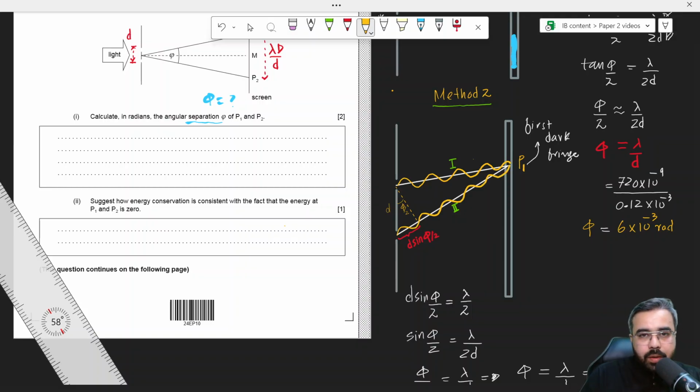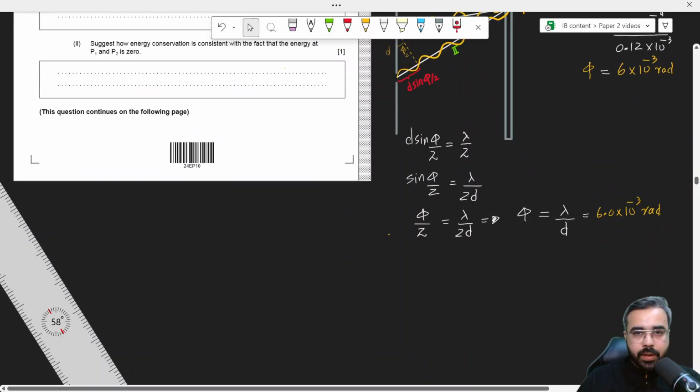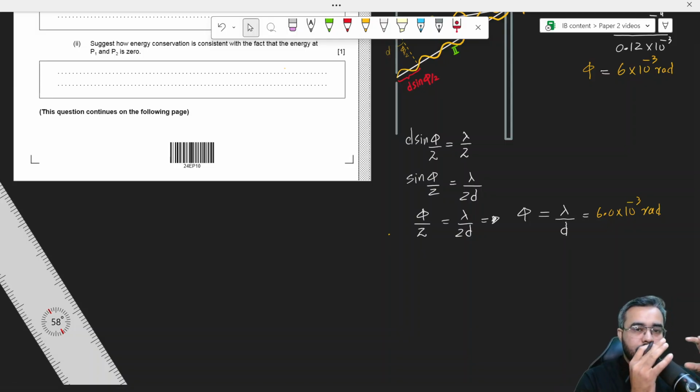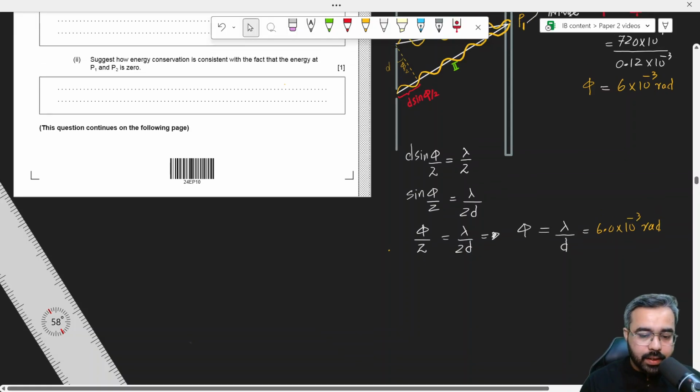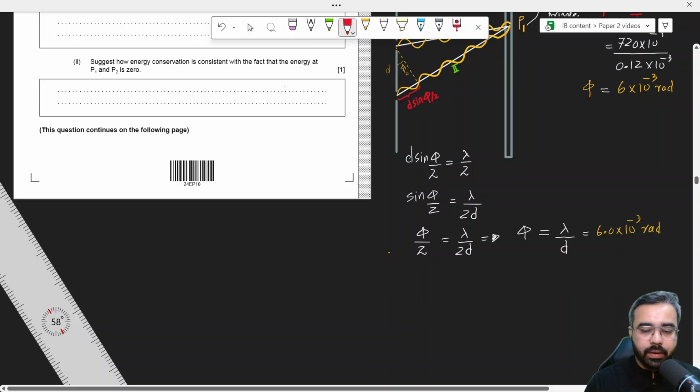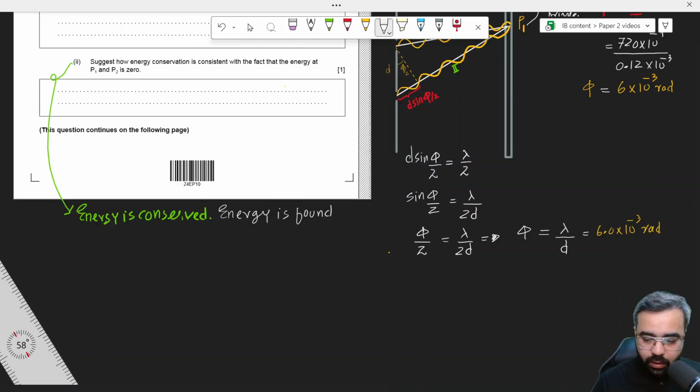So what happens at this point B? The crest meets with trough, and trough meets with crest, because they have path differences lambda over 2, 3 lambda over 2, and so on. So what happens finally? The two waves cancel out each other's energy, and all the energy is concentrated on the maximas, on the bright spots.